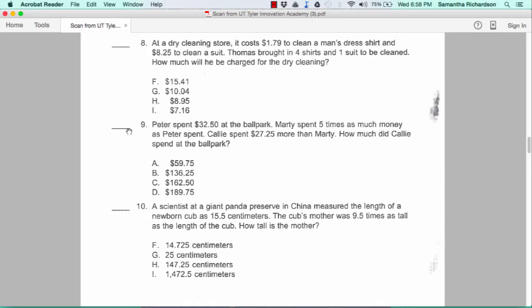Number 9. Peter spent $32.50 at the ballpark. Marty spent 5 times as much money as Peter spent. Callie spent $27.25 more than Marty. How much did Callie spend at the ballpark? A, $59.75, B, $136.25, C, $162.50, D, $189.75.